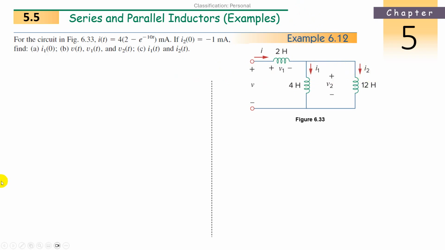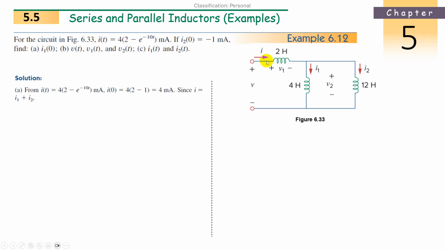Only the current will change. So just find from I of t, 4 times 2 minus e power minus 10t milliamperes. For I of 0, just substitute 0 wherever t is there. So 4 times 2 minus e power of 10 times 0, e power of 0. E power of 0 is 1. So it is 4 times 2 minus 1, that is 4 milliamps. So we got the first answer: I of 0 is nothing but 4 milliamperes. Means total current is 4 milliampere.